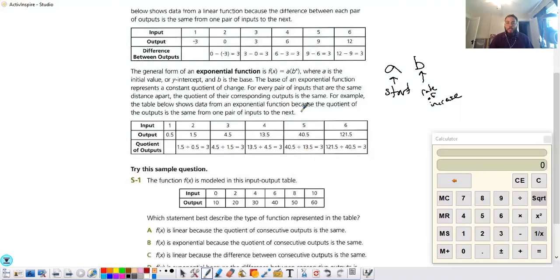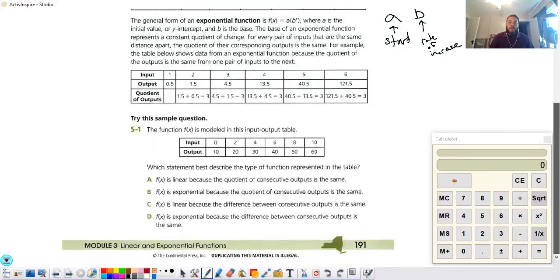So this function here, we could actually write, well, actually, we don't have the initial place where it starts because we only have when x is equal to 1. But we do know that the b of this exponential function, the rate of increase, would be 3. All right, going down to the first sample question here, it says the function f of x is modeled in this input-output table.